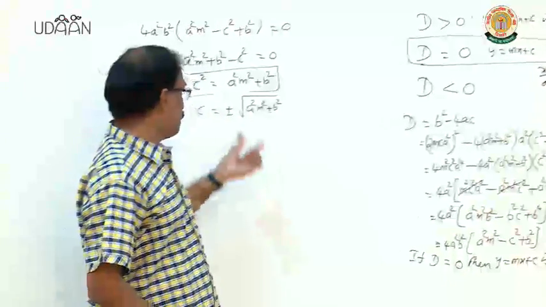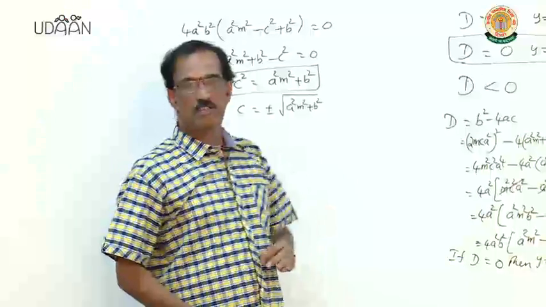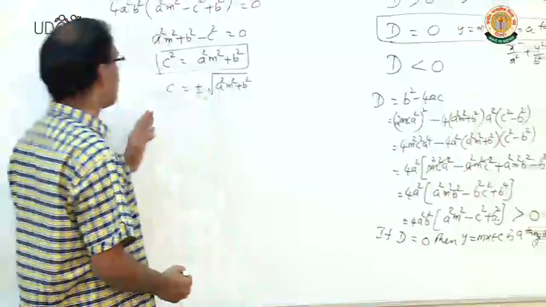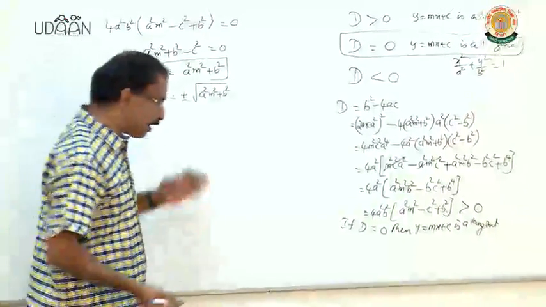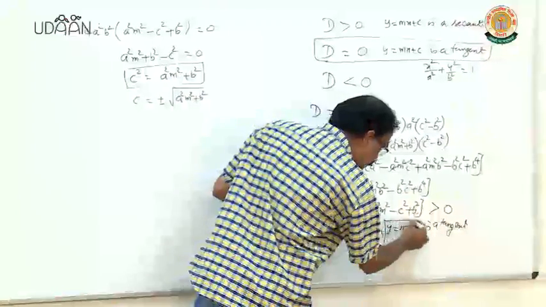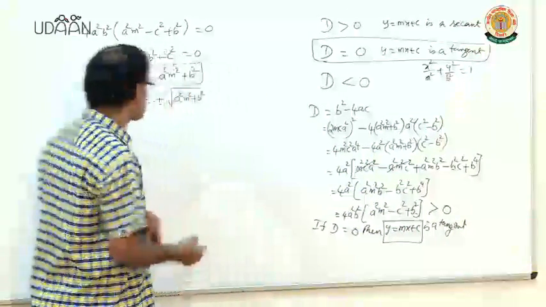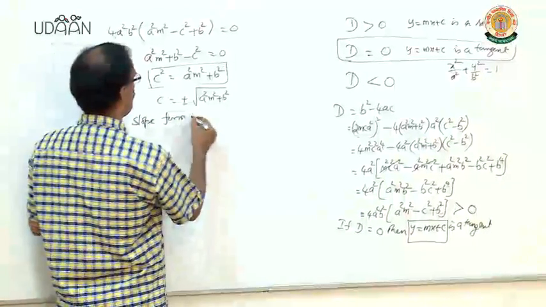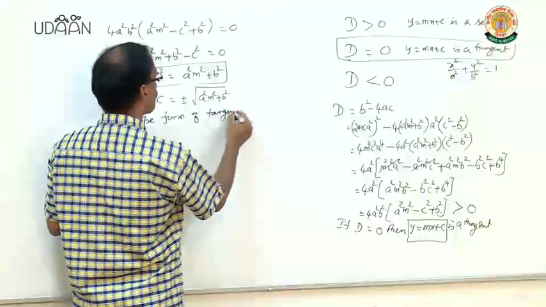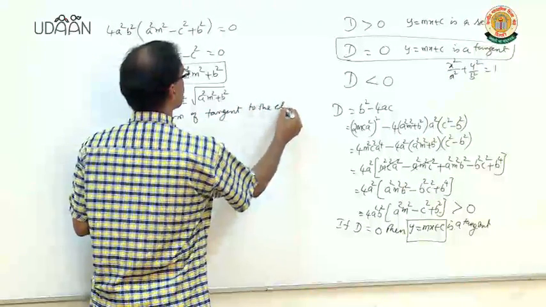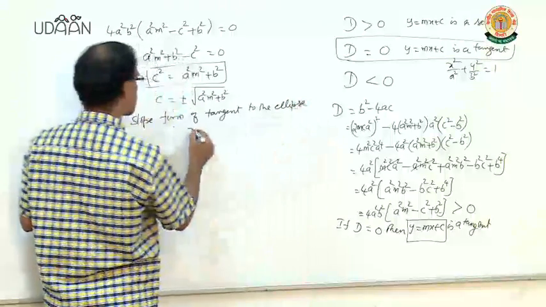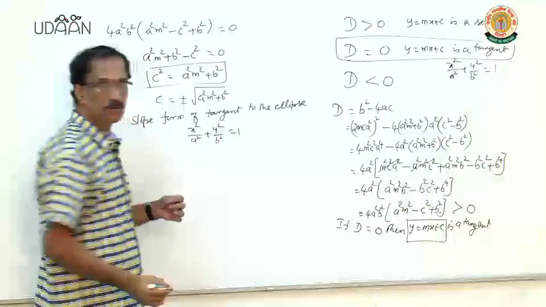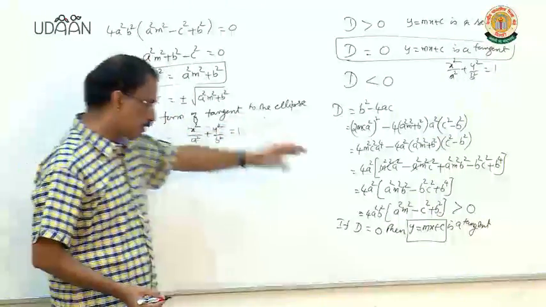Now, next, what are the equations of a tangent in point form, then parametric form, and then this we say as slope form. So, slope form, why we say this? Because it is in terms of a slope m. So, slope form of tangent to the ellipse x square by a square plus y square by b square equal to 1. That is y equal to mx plus c.